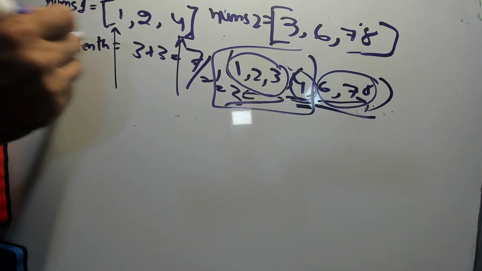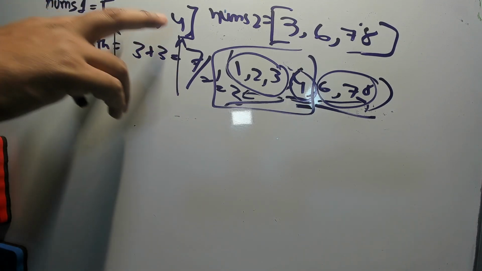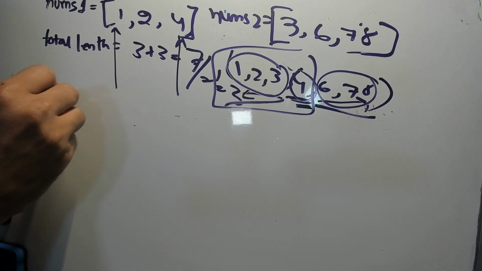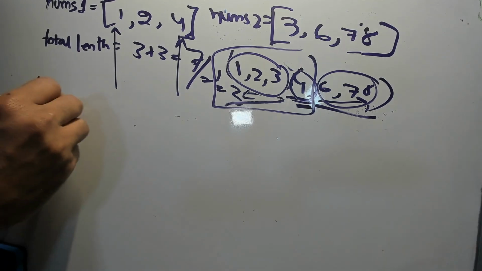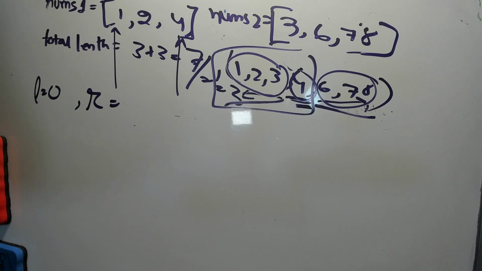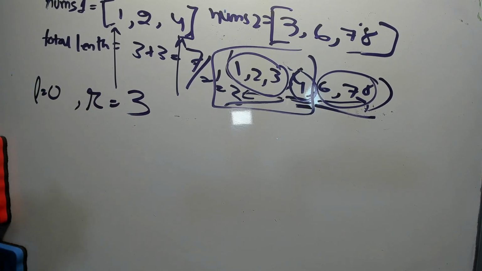To do that, first we have to run our BS, or binary search, on the nums1 array, because that is the sorted one. So the start index will be 0, that is L is equal to 0, and the end index will be our length, that is 3. We are considering one index more here.